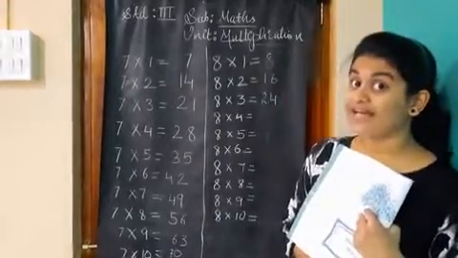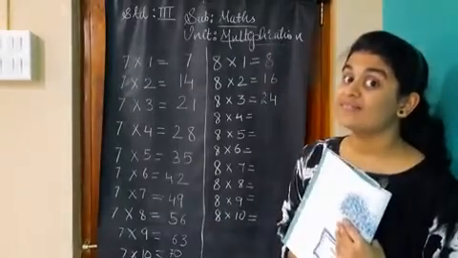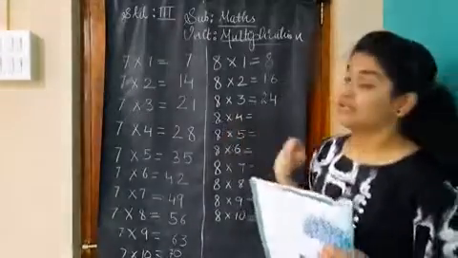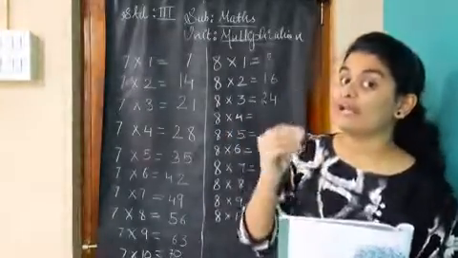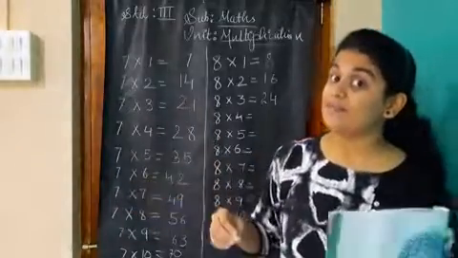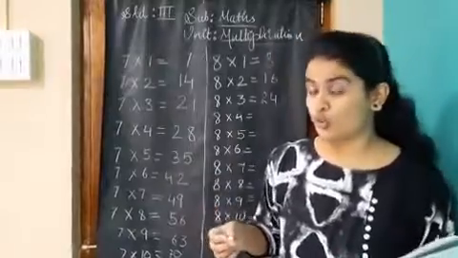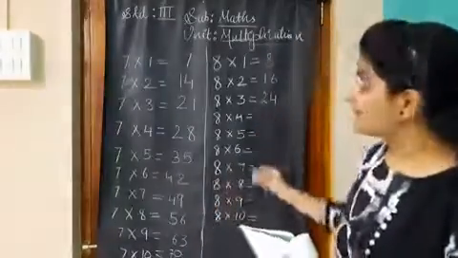अब मुझे कौन बताएगा व्हाट इज 8 fours are? इफ यू डोंट नो कैन यू टेल मी व्हाट इज 4 eights are? 4 eights का आंसर क्या होता है? 32, बराबर. तो आंसर आएगा.